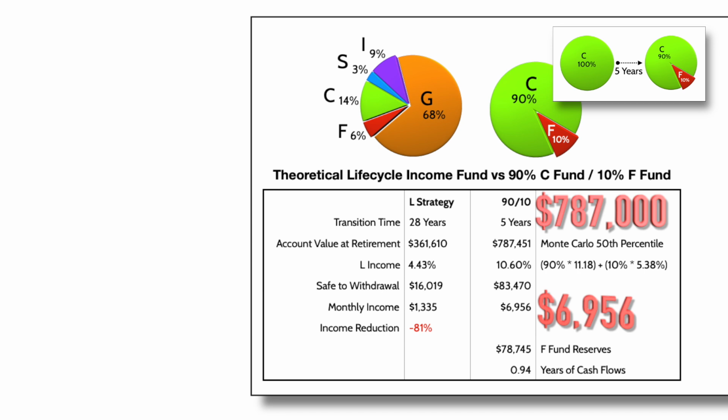Now, some watching this video will correctly say that only having 10% of this portfolio in the F fund implies there are only $78,745 in reserves in the F fund that could be pulled from for income during a down stock market, which is less than 1 year's worth of cash flows and is conventionally a very lean allocation for somebody in retirement, and they would be right.